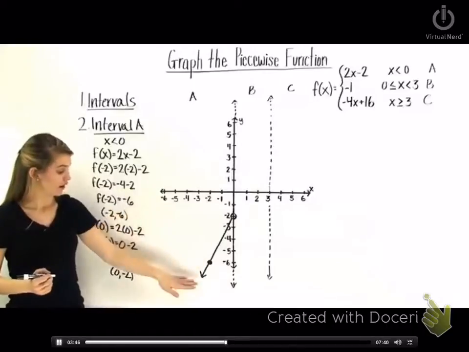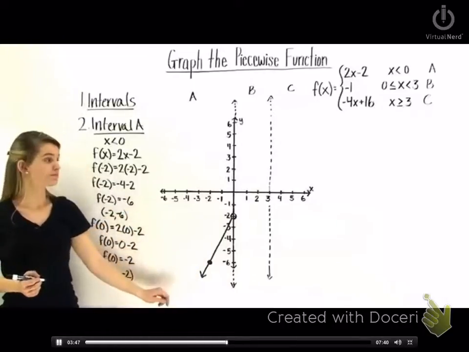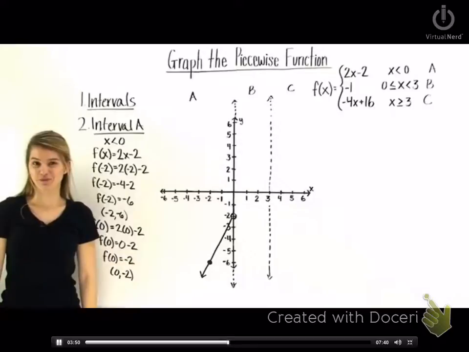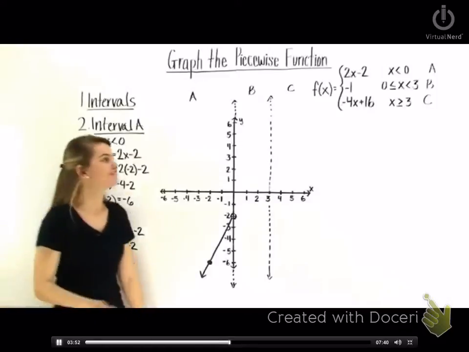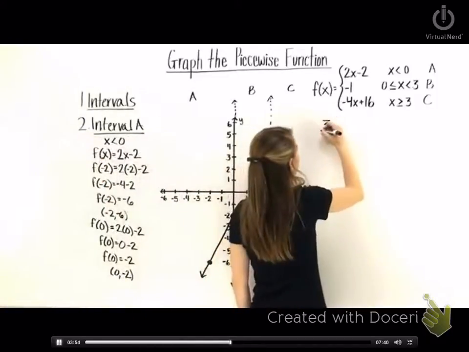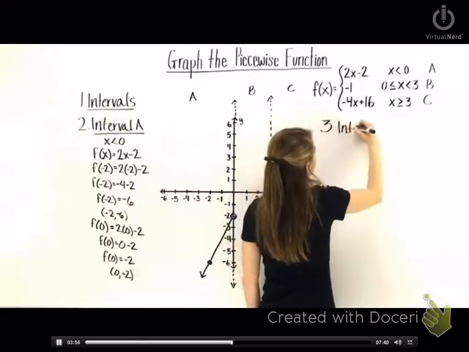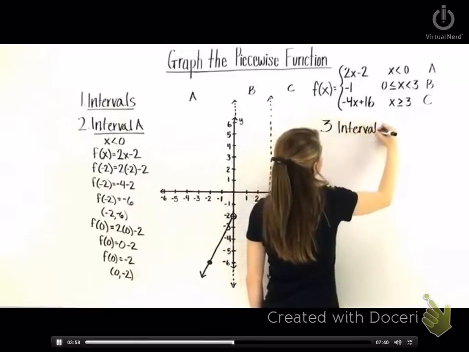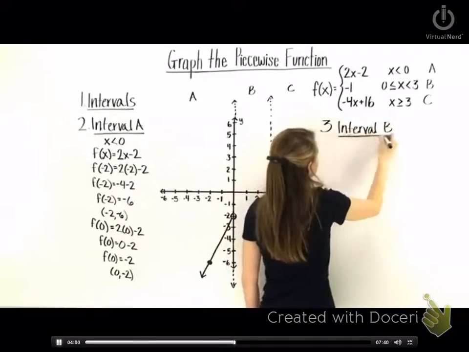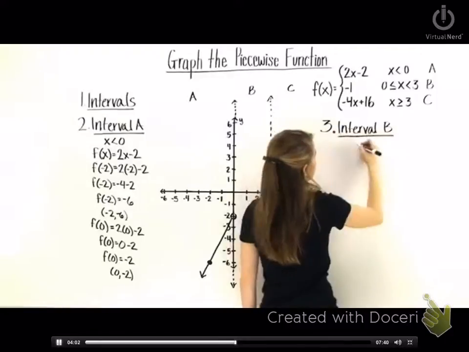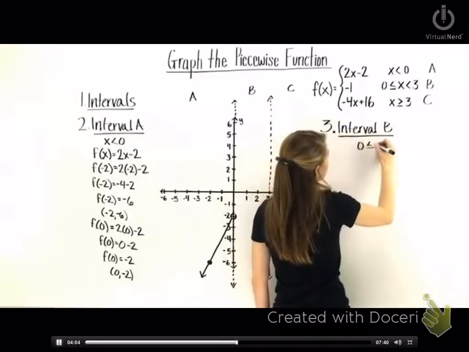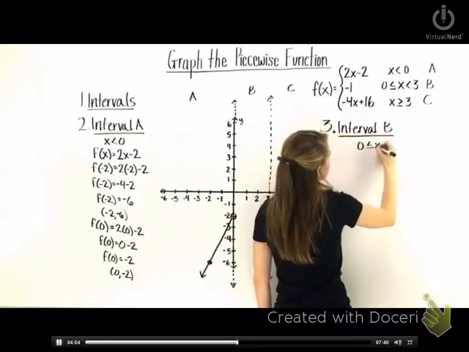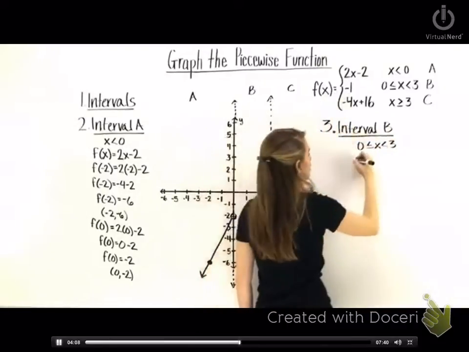So we put an arrow down and to the left. Now let's go ahead and take a look at interval B. In interval B, x is greater than or equal to 0, but less than 3. Take a look at the function. F of x is equal to negative 1.